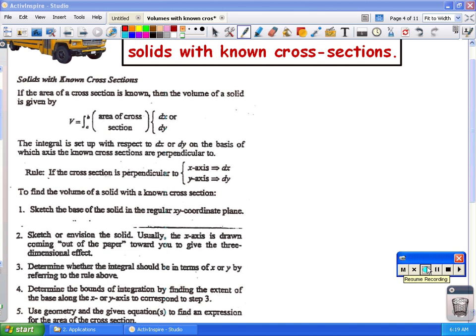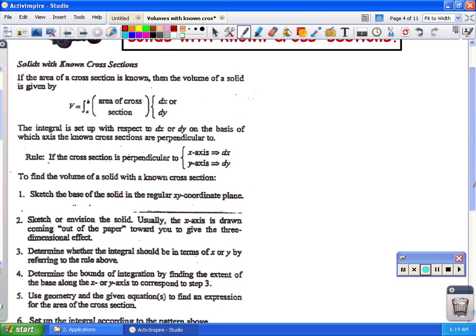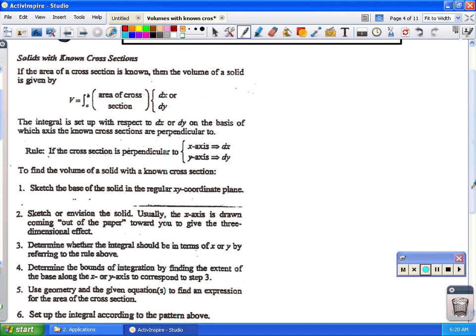If you look at the next section of your packet, there is a complete description of how to find the volume by slicing. If the area of a cross section is known, then the volume of the solid is given by, well, we've already said this: a starting point of A, a stopping point of B, and the area of the cross section. It might be a square, a triangle, a semicircle, or whatever. And then we're going to have dx or dy depending on what we're integrating with respect to.